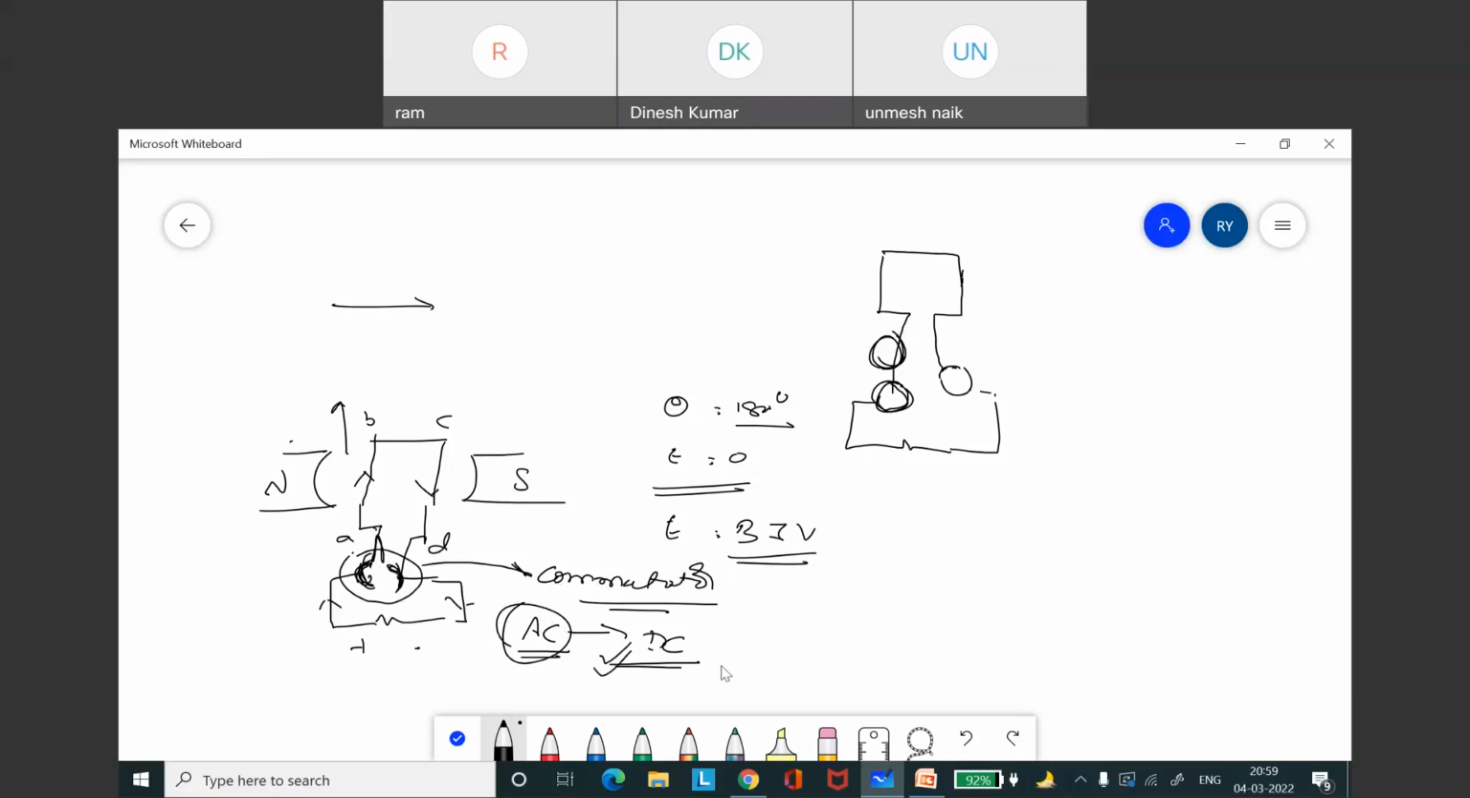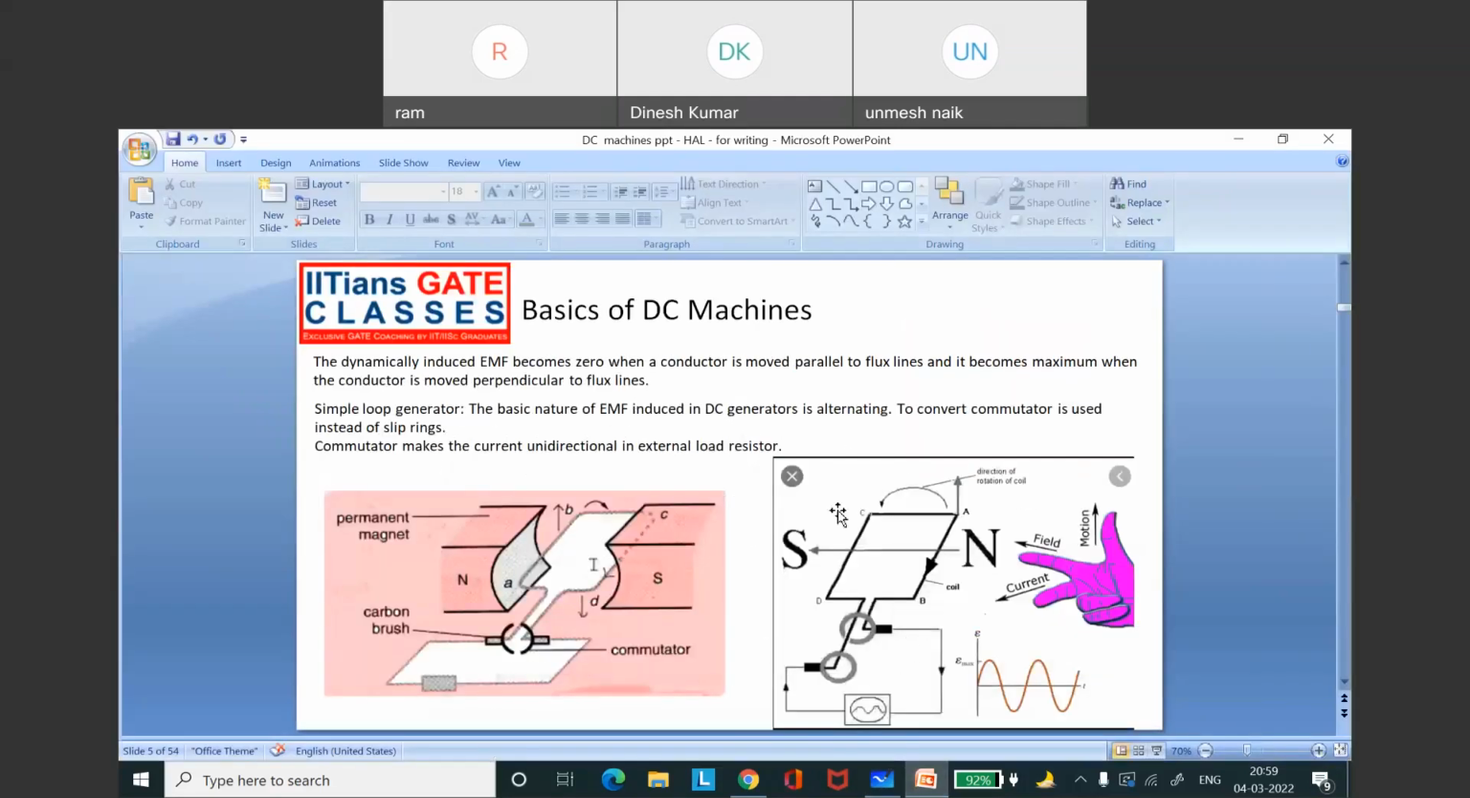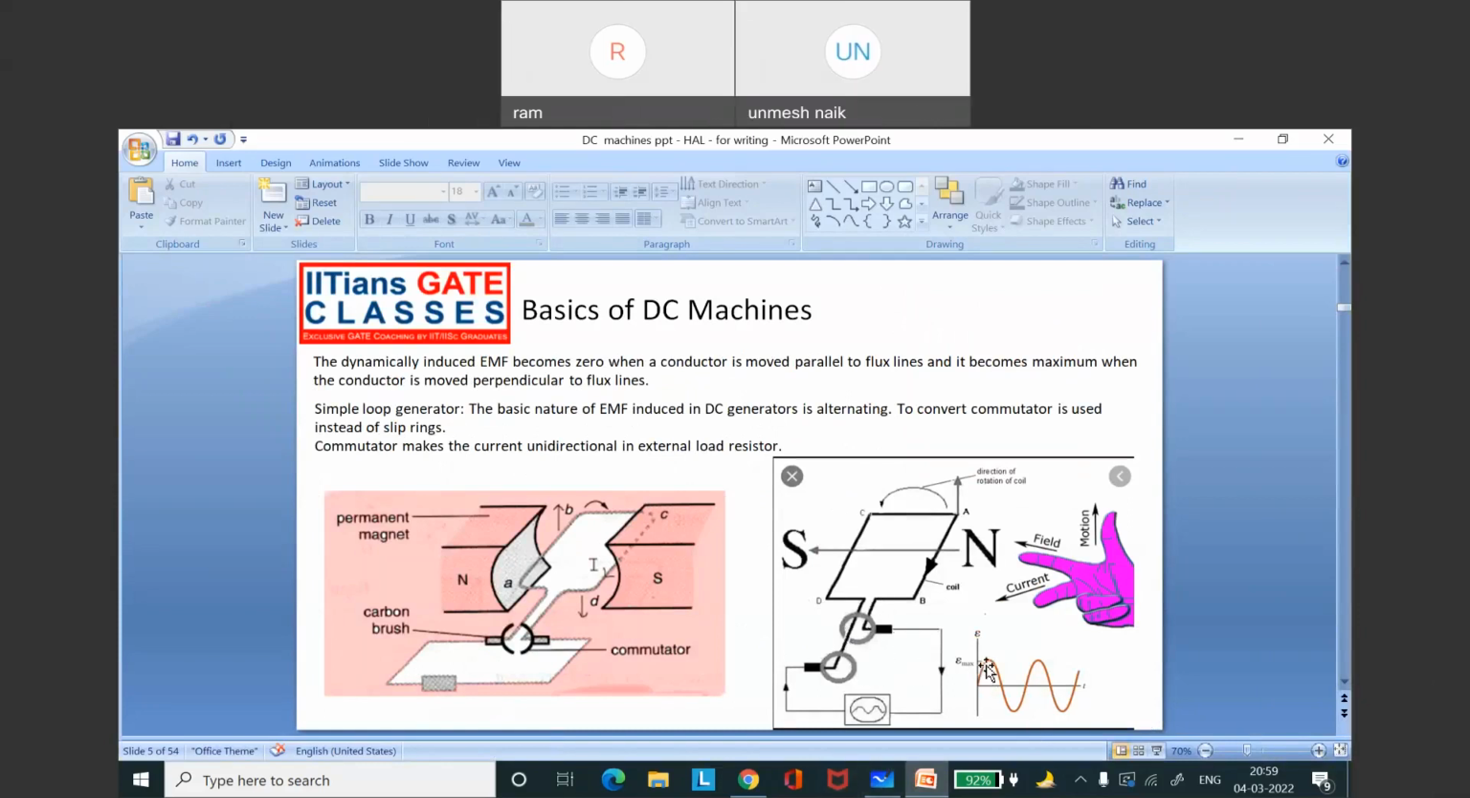Okay, so I will show you the slide with a clear picture. This is the split ring. This is the slip ring. When you have slip ring, the induced EMF will be sinusoidal. When you have split ring, this sinusoidal EMF will be converted into the DC EMF as the output for the external load resistor.